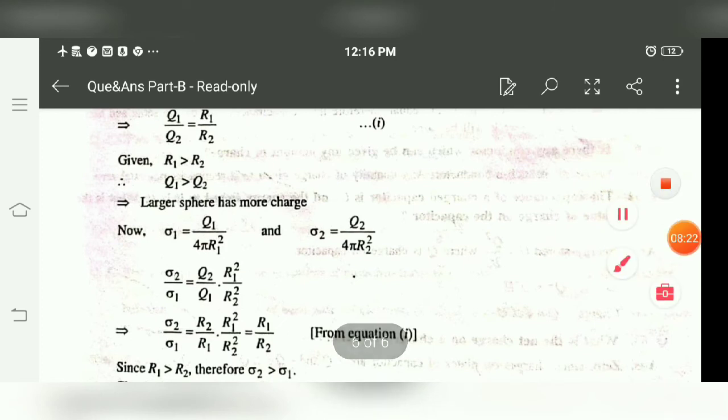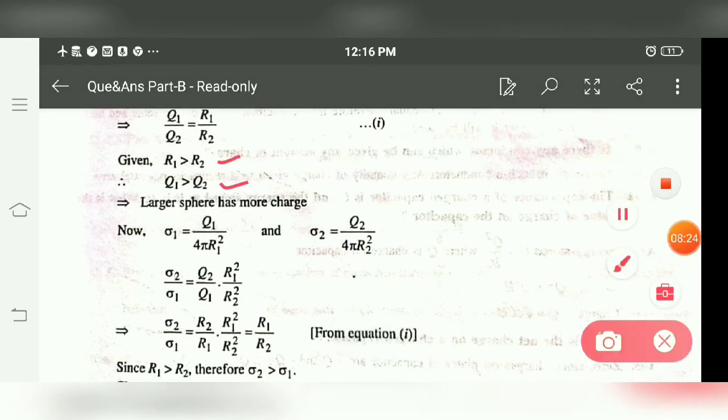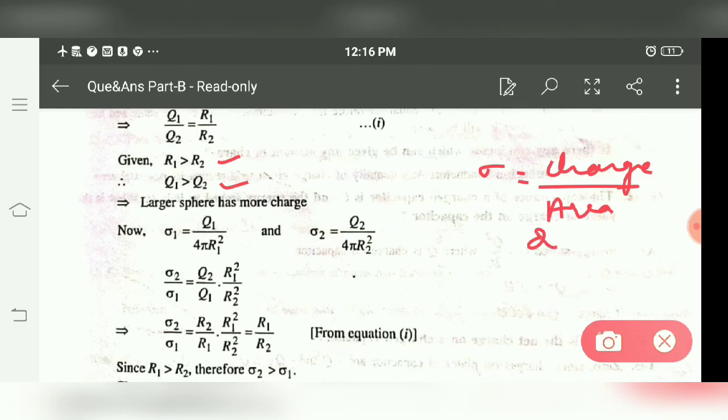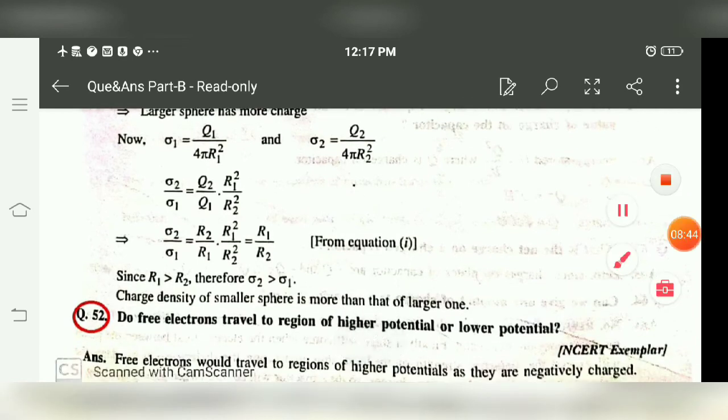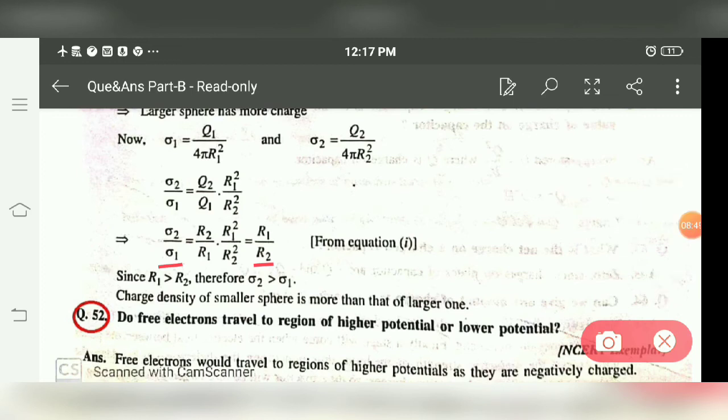So from here, if R1 is greater than R2, then Q1 is greater than Q2, where surface charge density equals charge per unit area. Charge is Q1, area is 4 pi r squared for a sphere. Sigma 1, sigma 2. So by again taking their ratio, we get this relation at last, that sigma 2 by sigma 1 equals R1 upon R2, where R1 is greater than R2, therefore sigma 2 is always greater than sigma 1. So the charge density of the smaller sphere is always more than the larger one.